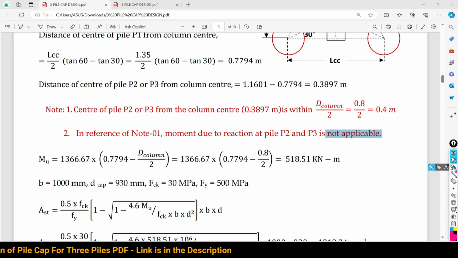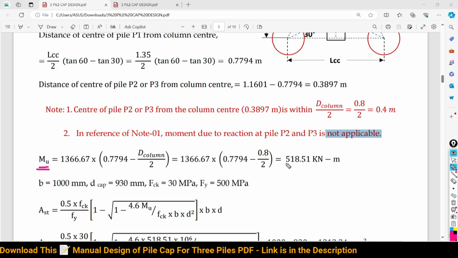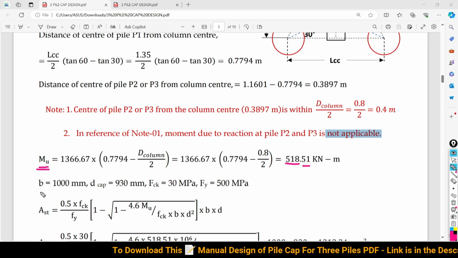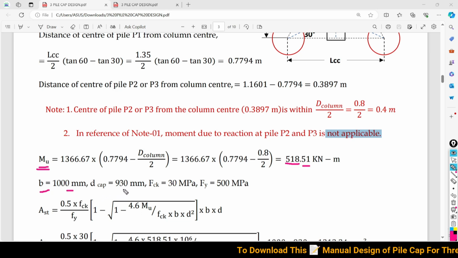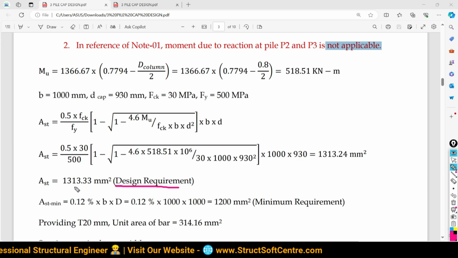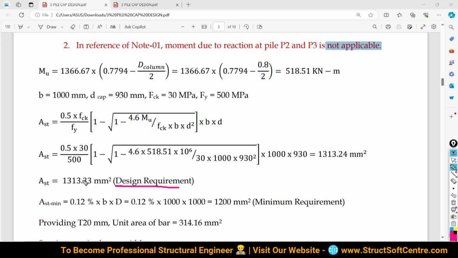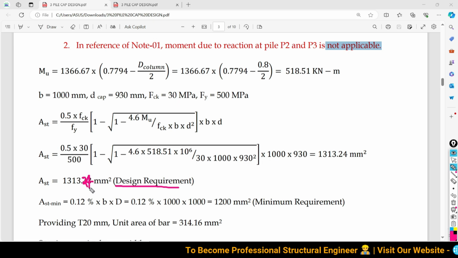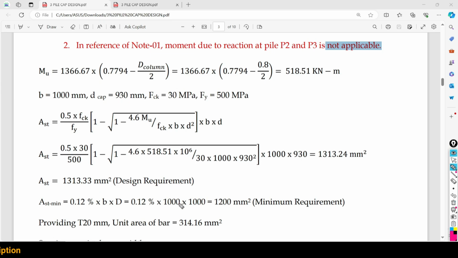Now, we have calculated the bending moment along the perpendicular direction as 518.51. Okay, so width is 1000, effective depth of the pile cap is 930 mm, characteristic strength as 30, yield strength as 500. Put all these values again in this equation, and after doing this calculation we are getting the design requirement of the reinforcement as 1313.33 mm square, or it may be considered as 1324. Actually, by mistake here written as 33, it is 24. So this much area of the reinforcement is what required by the design. Now we have to compare it with the minimum requirement. So minimum requirement demands to provide 1200 mm square.